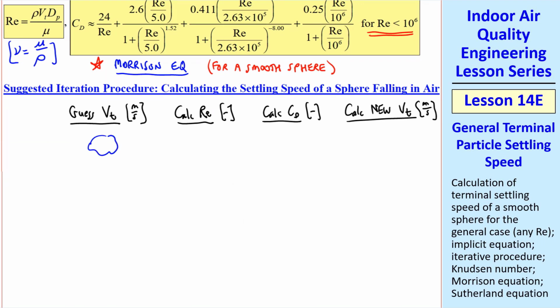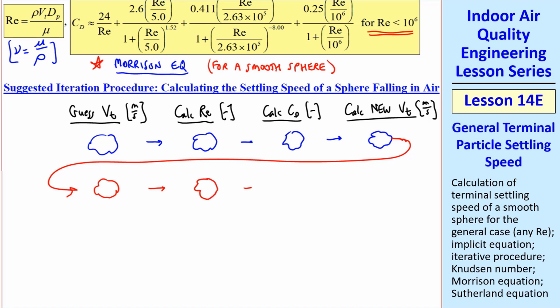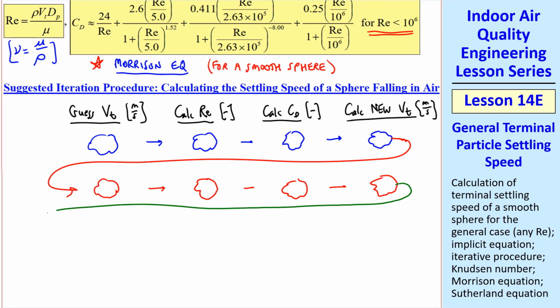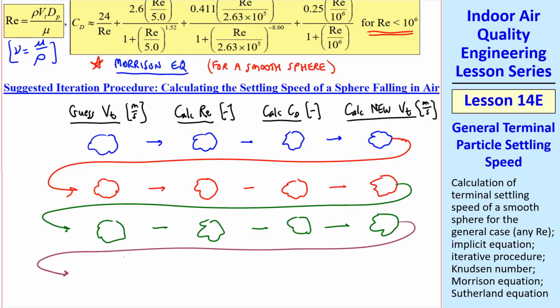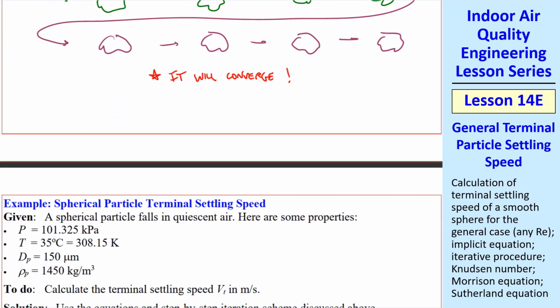You guess some Vt, you calculate a Reynolds number, you calculate a CD, and you calculate a new Vt, and the trick is to use this new Vt as your second guess. With this new Vt, you calculate a new Reynolds number, a new CD, and another Vt. Use that Vt as your next guess, and you continue the process, always using your most recent value, and eventually it will converge, often in only a few iterations. I'll do an example to illustrate.